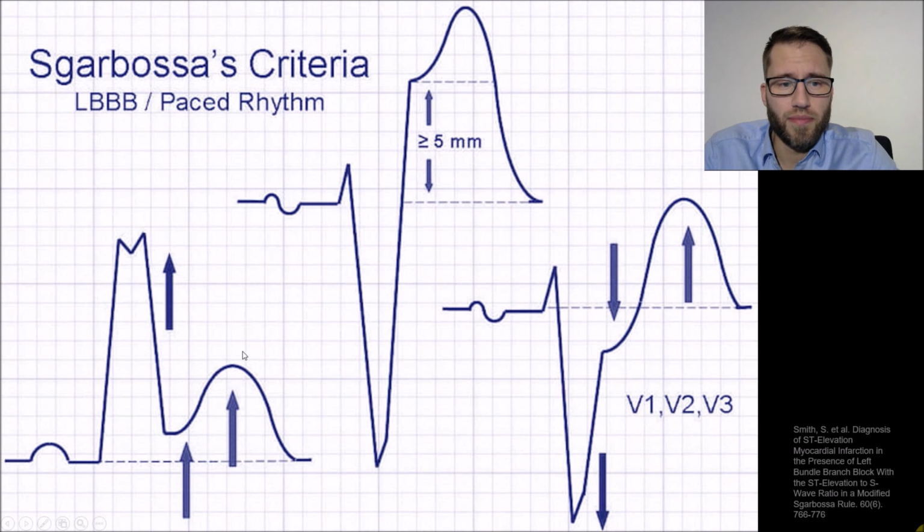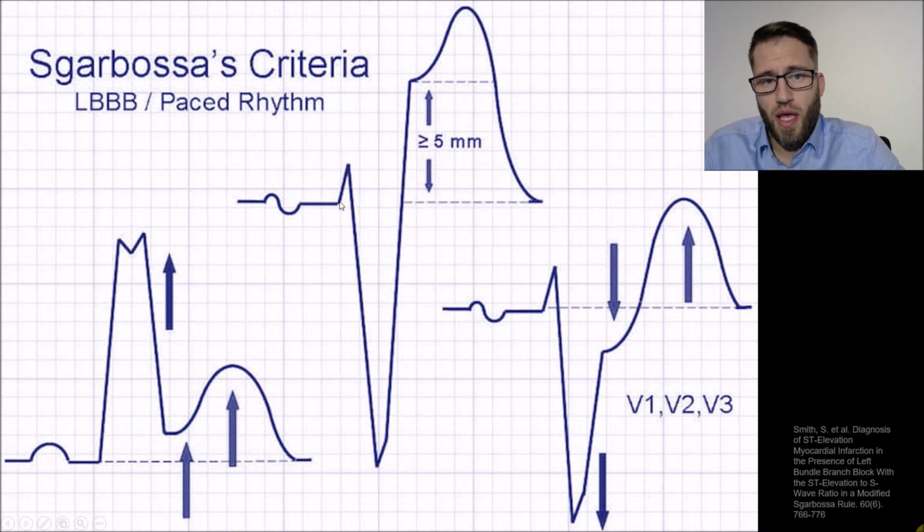There are 3 criteria. And the first one is you look in any of the ECG leads for a concordant, means positive or in the same direction pointing, QRS complex, ST elevation positive, and T wave positive. If there is a concordant ST elevation of 0.1 millivolts or 1 millimeters in any of the leads, there is a positive Sgarbossa criteria.